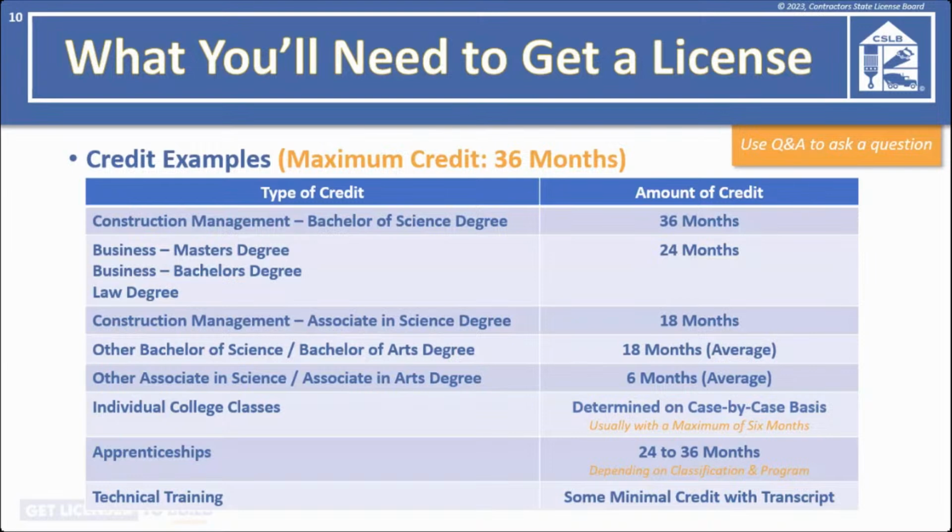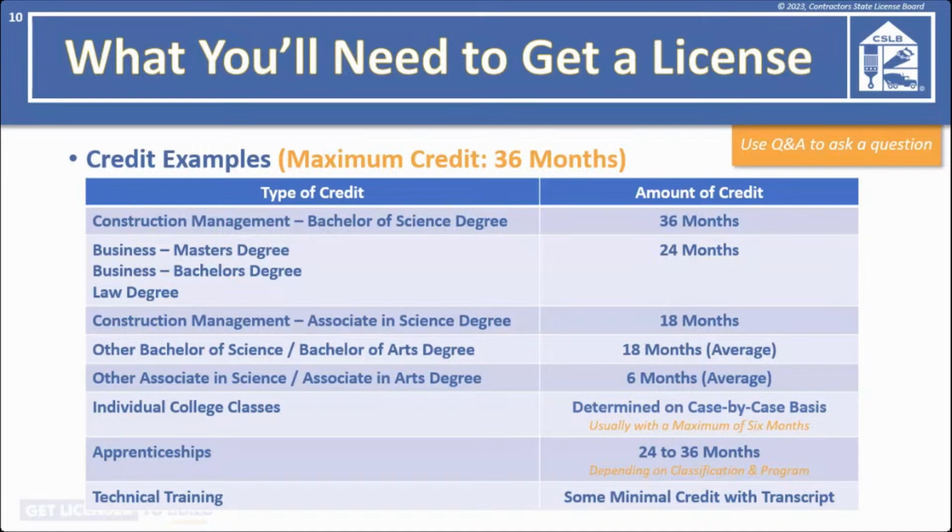A bachelor's degree in some other major will get you an average of 18 months credit. An associate's degree in a major besides construction management will get you an average of 6 months credit. Credit for individual college classes is given on a case-by-case basis, usually within a maximum of 6 months credit. Apprenticeship completion certificates will get you 24 to 36 months, depending on the classification of the program.